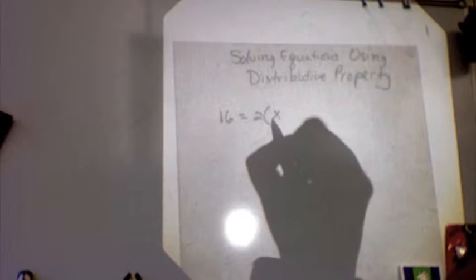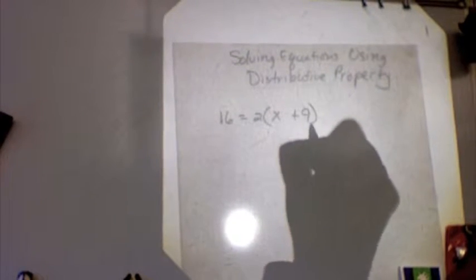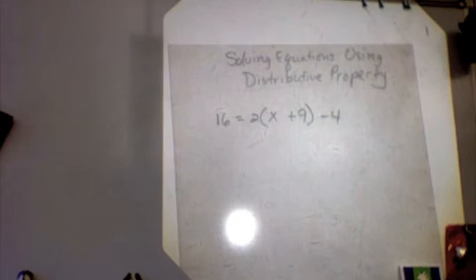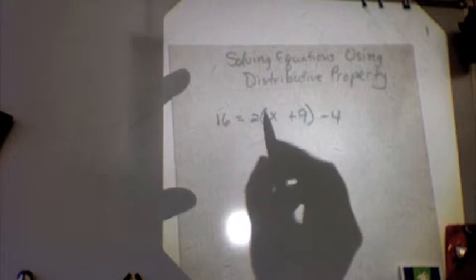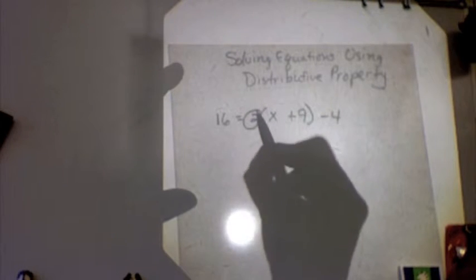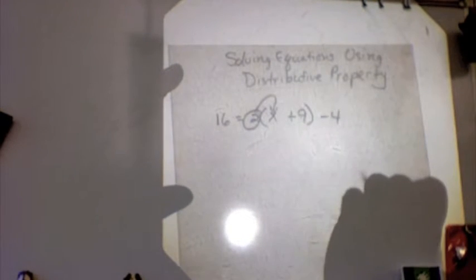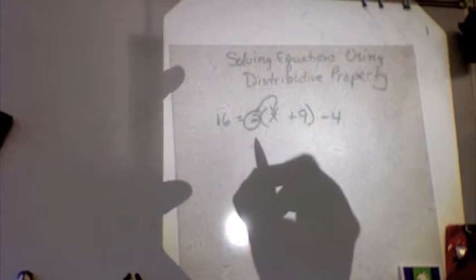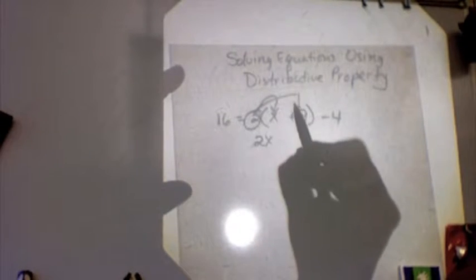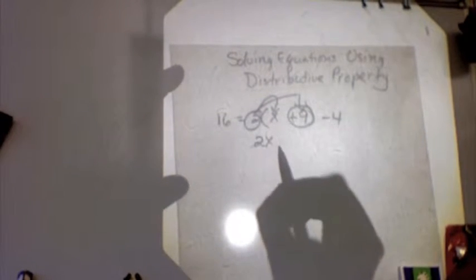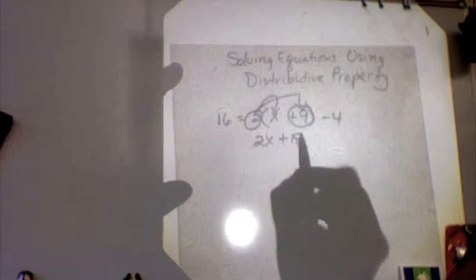Okay, and I'm going to change this to 2 times the quantity x plus 9, minus 4. This is a perfect example of distributive. Why? It is double multiplication. All right, and parentheses is multiplication generally. And so we're going to take this term and multiply it times that coefficient term, and you get 2x. And you're going to multiply it times positive 9, you get positive 18.